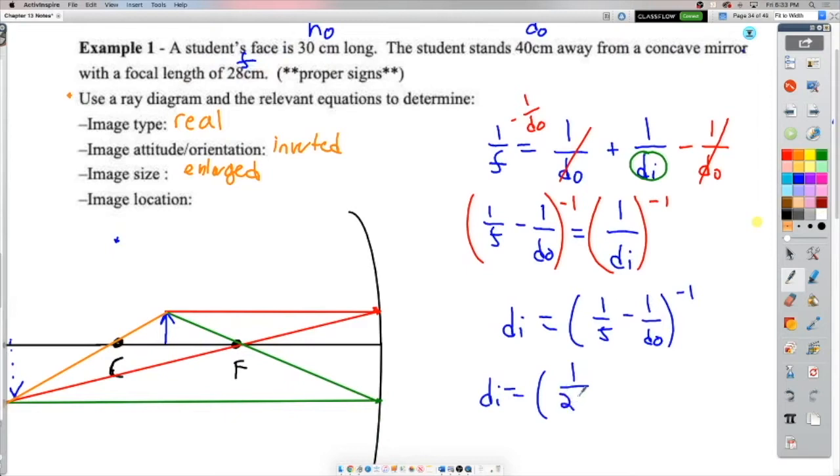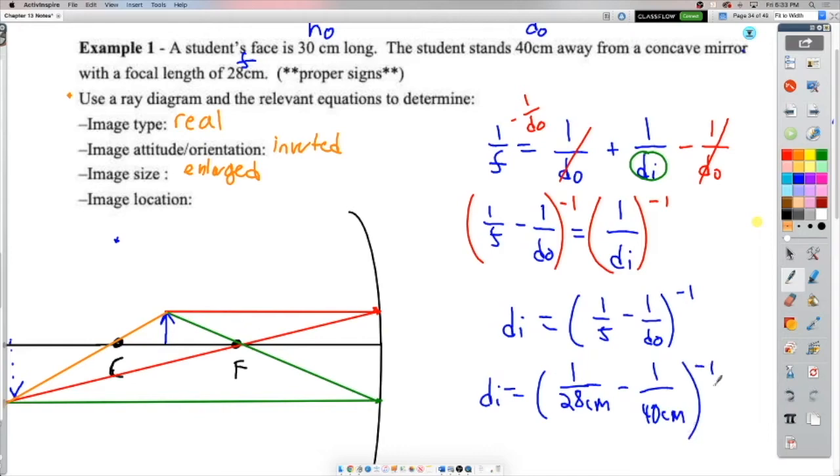Units here are okay as long as everything's the same. Don't mix centimeters and meters, but if everything's in centimeters, there's nothing wrong with that, okay? Because we're not actually multiplying anything here. So minus 1 over DO. So the student is 40 centimeters away.